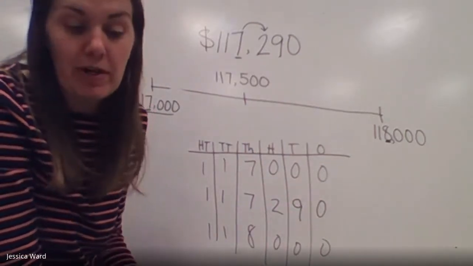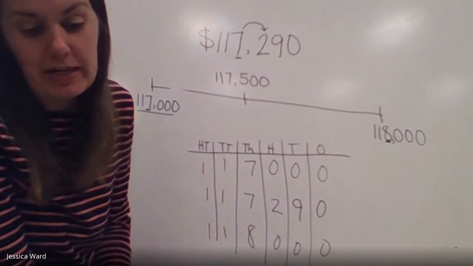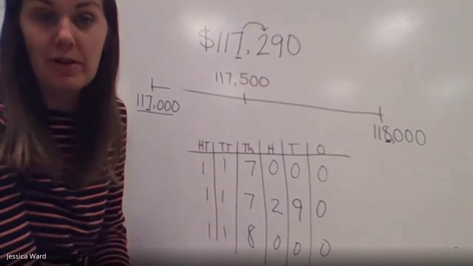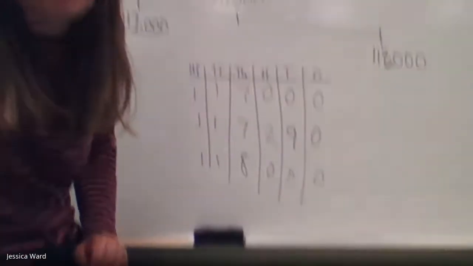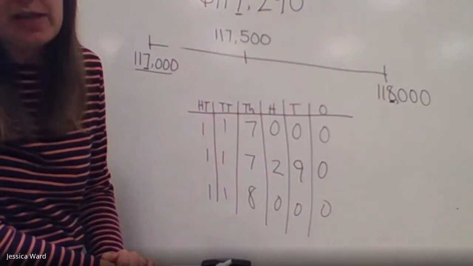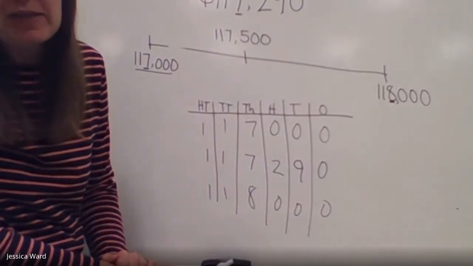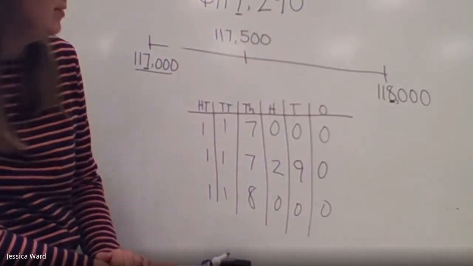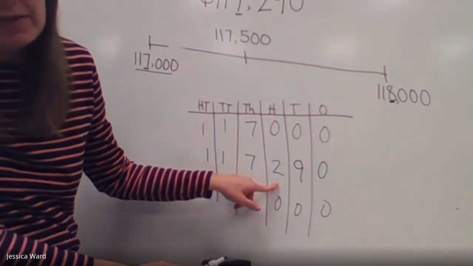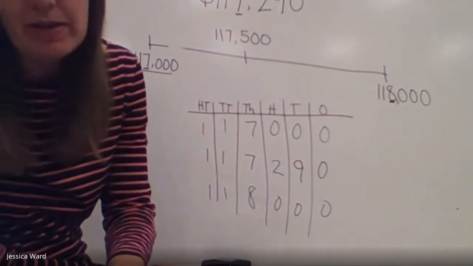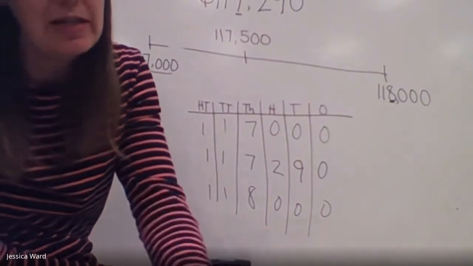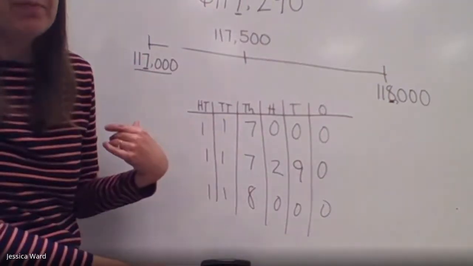Down below it says 117,290 has 7,000, so it is between 117,000 and 118,000. There are 10 hundreds in each thousand. Halfway between 0 hundreds and 10 hundreds is 500. 2 is less than 500. The number 117,290 has 2 hundreds in it, so we would round down.